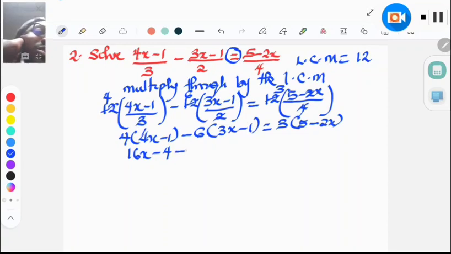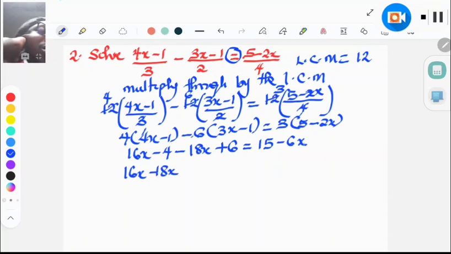Minus 6 times 3 is going to give us negative 18x, and minus 6 times minus 1 is going to give us positive 6. 3 times 5 is going to give us 15. 3 times negative 2 will give us negative 6x. So we can decide to collect the like terms. We have 16x. We have negative 18x.